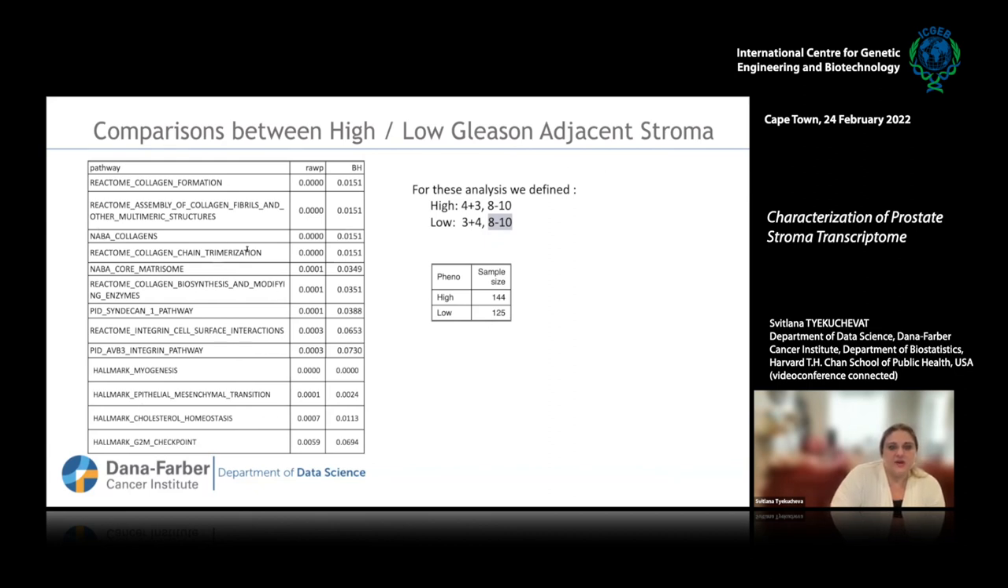And these are the pathways that are enriched for differentially expressed genes. Unfortunately, we do not find much significance at the individual gene level. We do find significant p-values, but they do not really behave well with the correction for multiple testing. At the pathway level, we observe some interesting pathways such as collagen formation, assembly of collagen fibrils. We have some epithelial mesenchymal transition, myogenesis, again suggesting that there could be some differences in the fibroblast composition and so on.